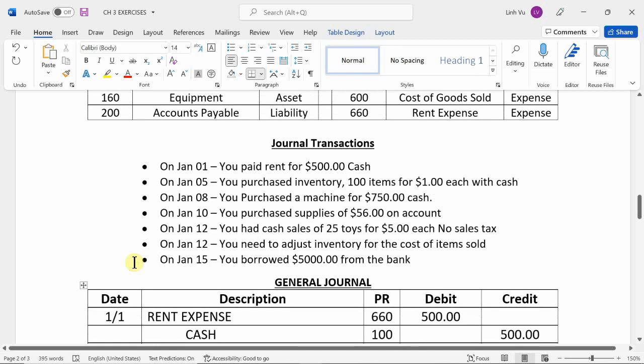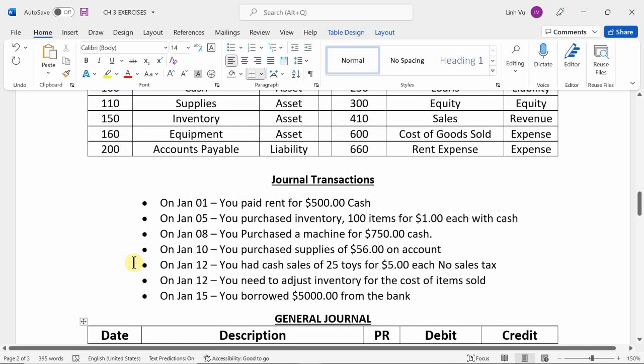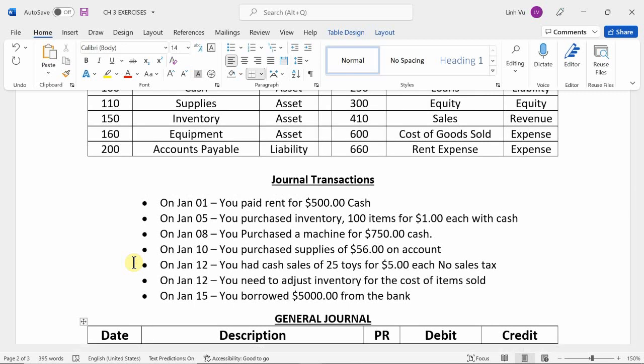On January 10, you purchased supplies for $56 on account. Here's some new terminology: we purchased supplies on account. What does that mean? We asked them to bill us later. We have an account with them, and they said, great, your account balance with us is X amount of dollars. That's your credit limit, so you can charge as much as you want, and we will bill you for what you owe to pay me back later.